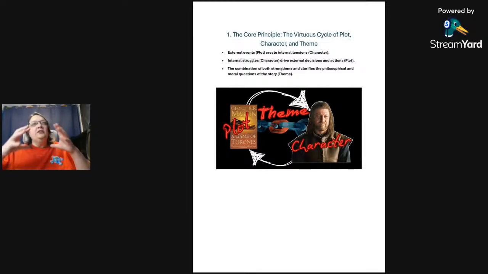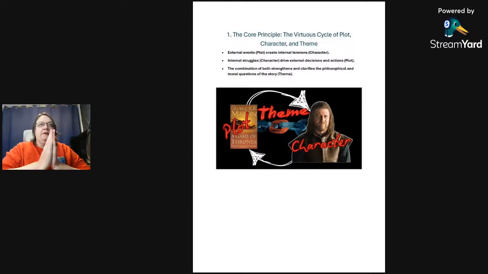Okay, so what is this virtuous circle that I'm talking about? It's when your external events, your external tension, your plot tension feeds into your internal tension, your characters' internal stakes, their emotional stakes in the story. And those two feed each other. The one heightens the other. And between them, between creating this tension, they drive the thematic stakes or the philosophical stakes of your story.